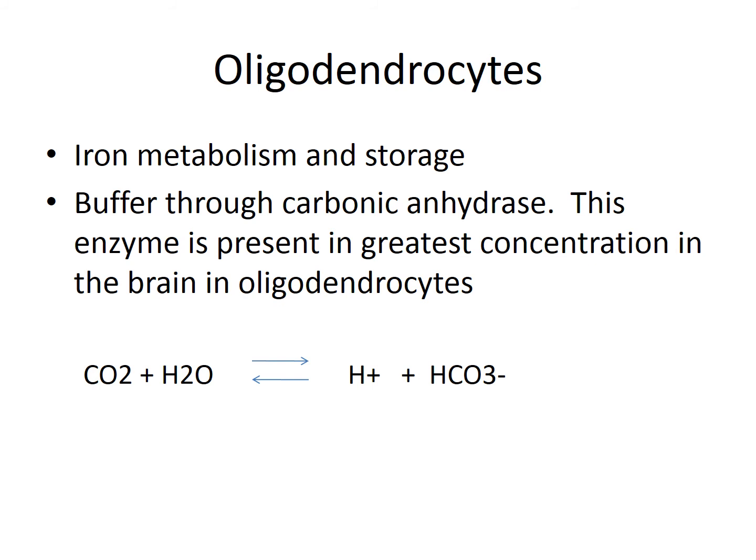carbon dioxide and water and converts it to hydrogen ions and bicarbs. So you're able to then buffer pH through this system. So oligodendrocytes: myelin, iron, and buffering through carbonic anhydrase activity.